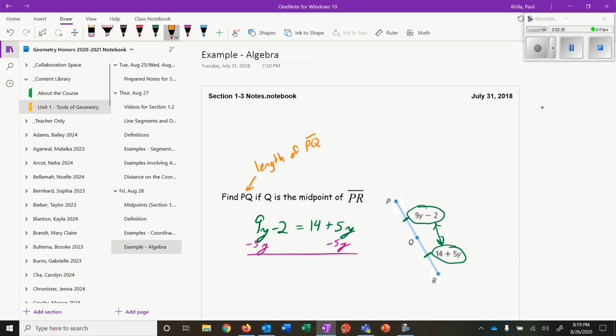So then 9y minus 5y is 4y. I haven't done anything to the minus 2 yet, and I haven't done anything to 14. And the 5y is canceled. So now my y's are on one side, and I can start isolating the y's.